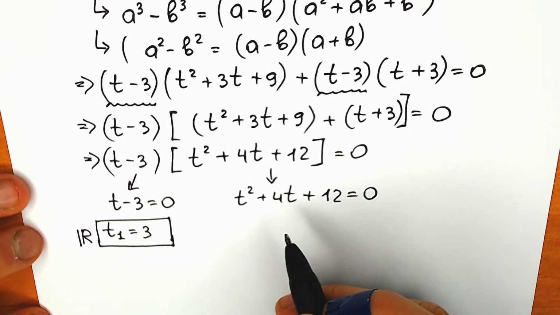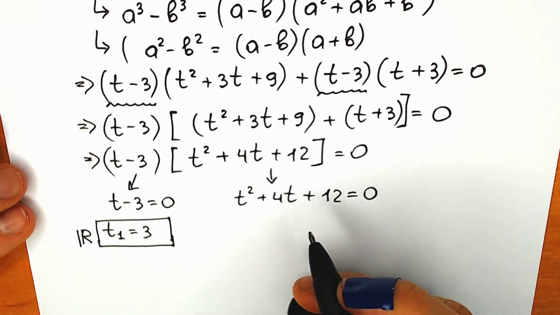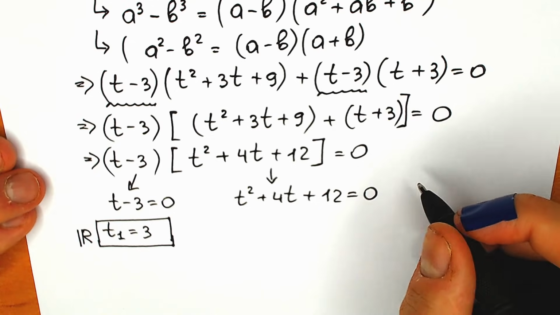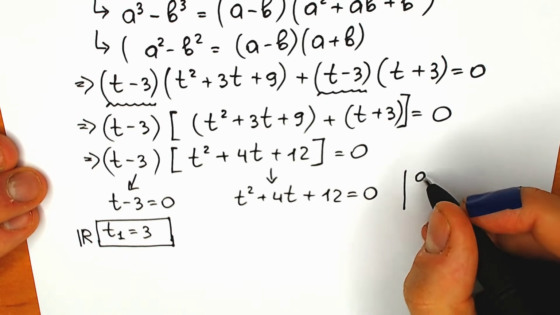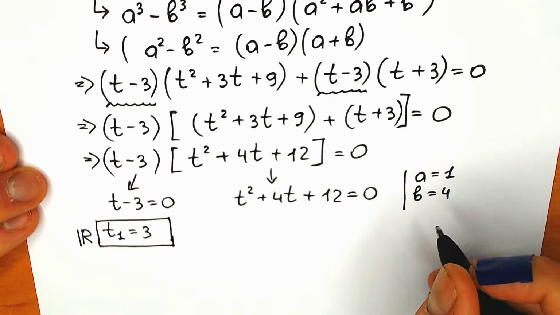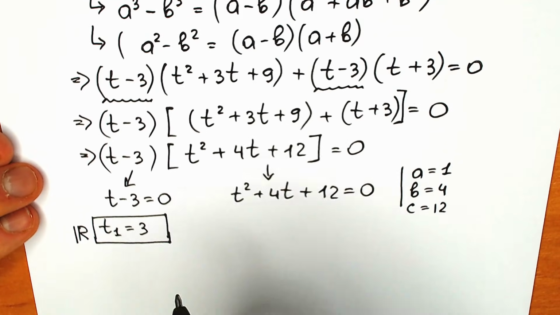This part is our quadratic equation, and of course, this is up to you. There are a lot of ways to solve this quadratic equation. I prefer the basic and classic method with the coefficients. So everyone knows about it. So a equal to 1 from here, b equal to 4, and c equal to 12. And let's start with the discriminant.